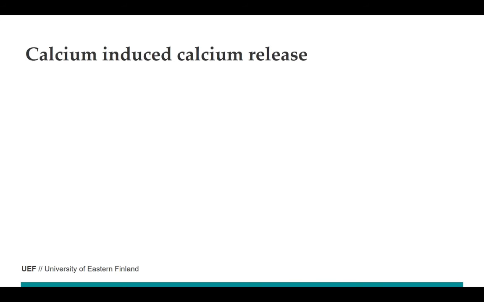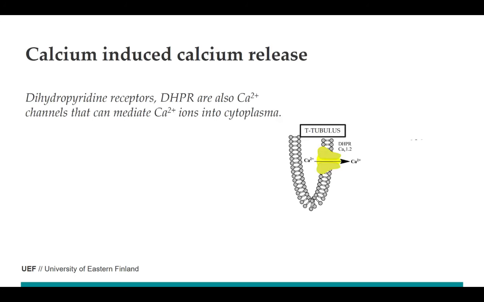Okay, but then we have calcium-induced calcium release. The dihydropyridine receptors are also calcium channels. They mediate calcium ions into the cytoplasm. So it could be that in some cases we could have operable contractile cells without the need for a sarcoplasmic reticulum, because now we have an entry for calcium.